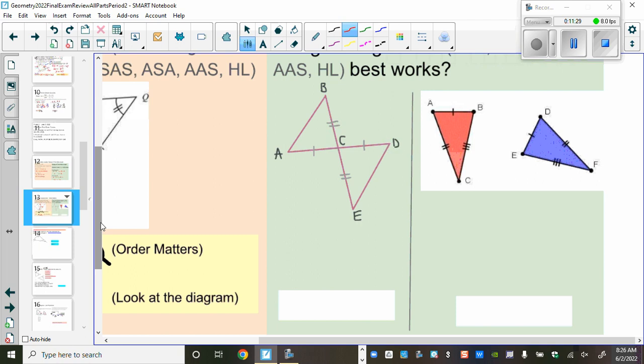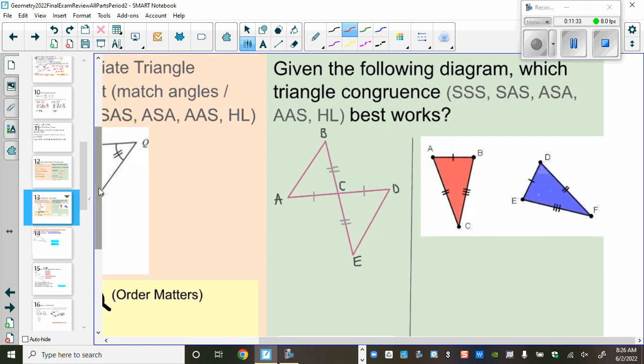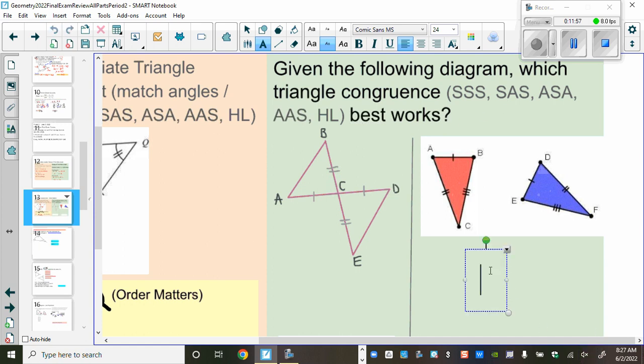All right. These next two problems. Given a diagram, you're going to have to tell me which triangle congruence will work. Now, let's start on the one on the right. For both triangles, what are marked? What are marked in all three cases? What do we have marked? Sides. So which one has all three sides? All three sides. SSS. Very good.